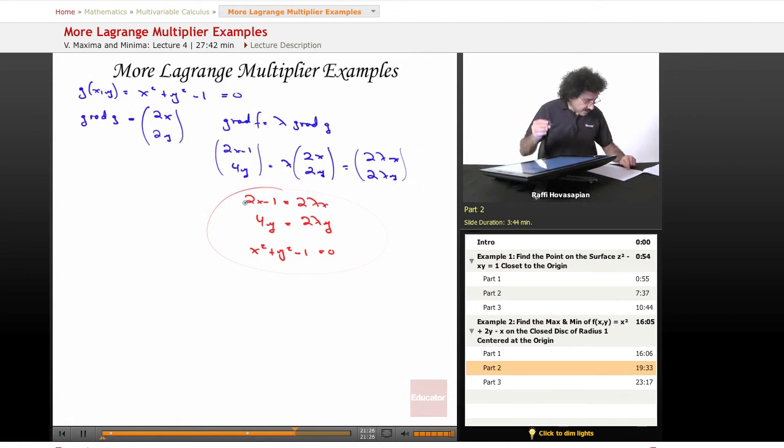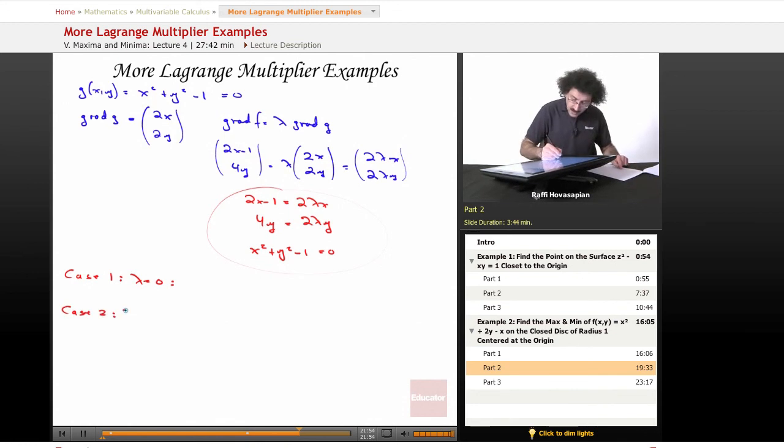Okay, so let's deal with case 1. Case 1, let's take lambda equal to 0. When I set lambda equal to 0, what's actually going to end up happening is I'm just going to end up getting the previous answer. So that's not an issue. So now let's deal with case 2.